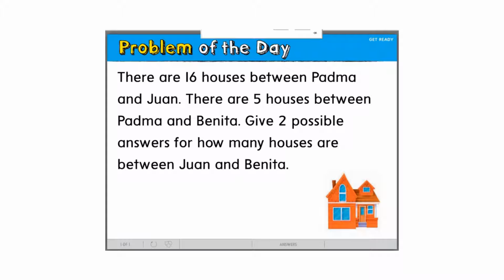There are 16 houses between Padma and Juan. There are 5 houses between Padma and Benita. Give 2 possible answers for how many houses are between Juan and Benita. So I think a good strategy for this one might be drawing a picture.